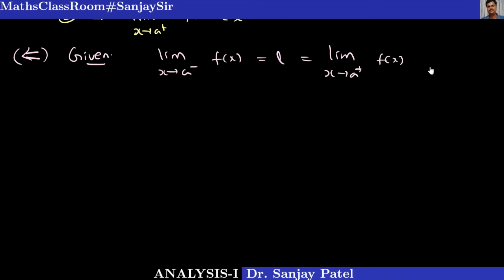What is given in the converse part is both left limit and right limit exist and are equal to L. So limit x tends to a minus f(x) is equal to L and is equal to limit x tends to a plus f(x), that is also equal to L. This is given, both exist. What is our aim? We want to prove that limit x tends to a f(x) is equal to L.